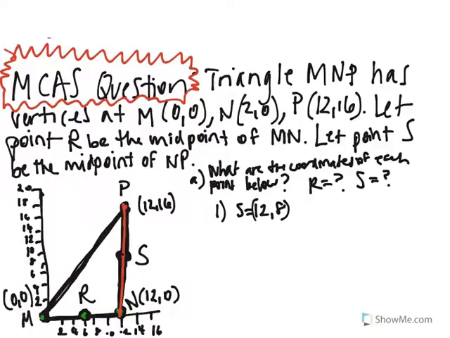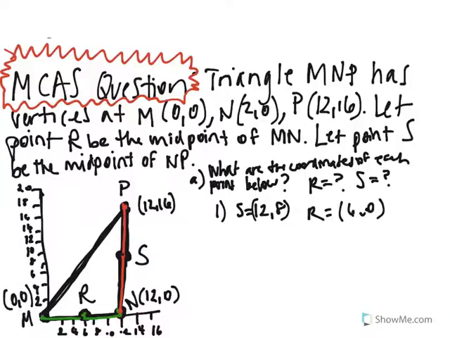We can also count for R because MN, right down here, is parallel to the x-axis. And we can just count boxes if a line is parallel to the x-axis. So the midpoint of MN, which is point R, would be (6, 0).